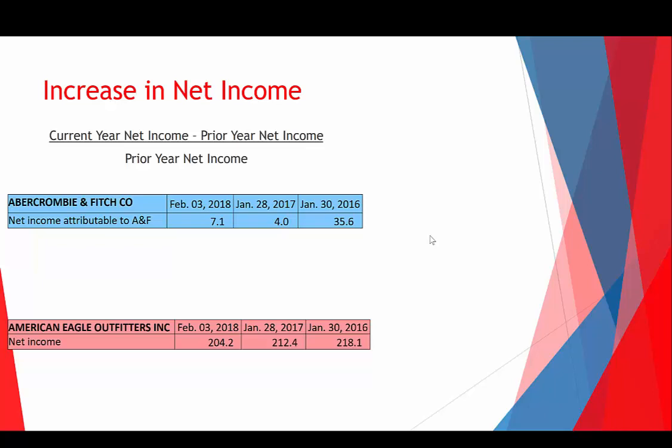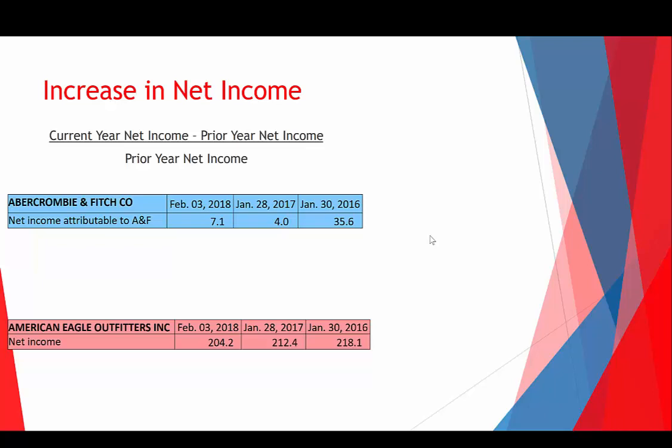All right. So the next one that we're looking at here is increase in net income. Very similar formula, as you can see, to the change that we would have in revenue. We start with our current year net income, subtract from it prior year net income, and then we take that difference and divide it by our baseline, which is prior year net income. So what is our growth in net income from one year to the next?